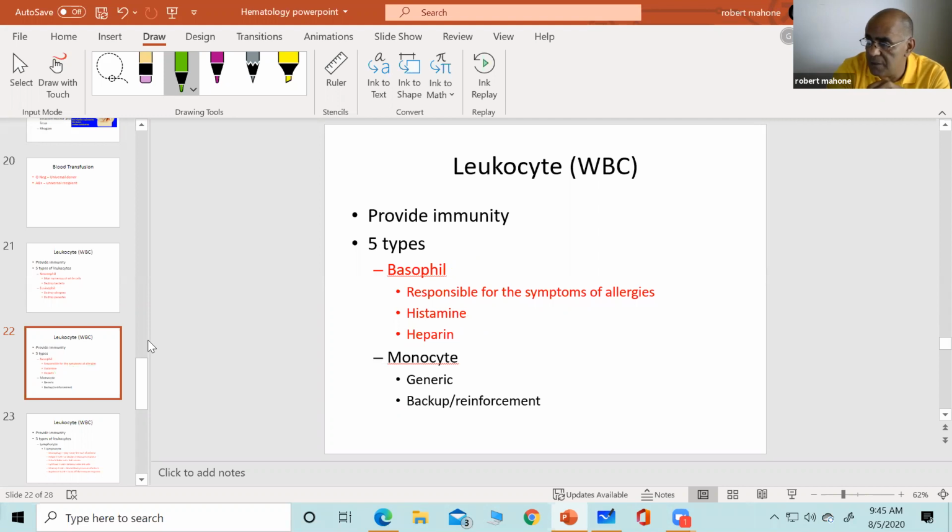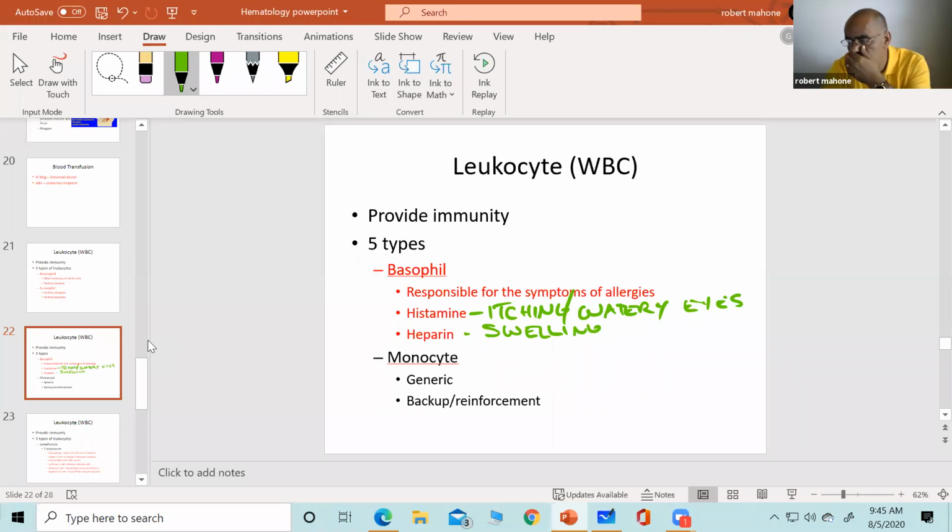So histamine is itching, watery eyes, and any swelling you're having during an allergic reaction is caused by heparin. Histamine and heparin. So they're responsible for the symptoms of allergies. They don't fight off anything. They just release these two substances when you get an allergy in your body.